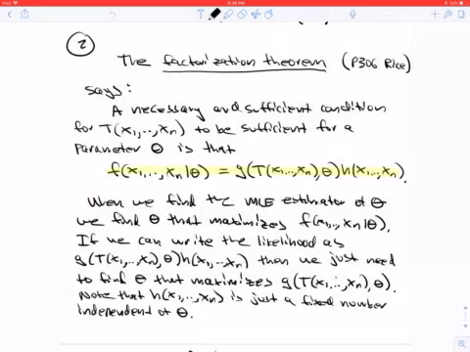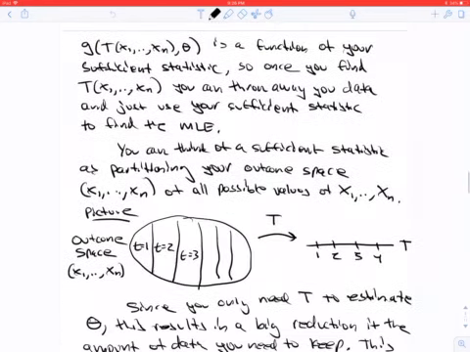if we have a sufficient statistic, once we collect our data, we can basically find our sufficient statistic and then throw away our data for the purpose of finding an estimator for theta.